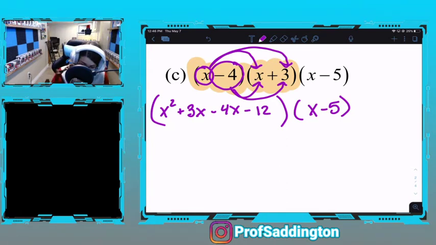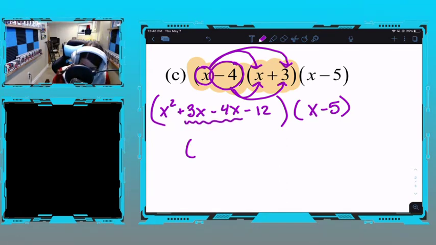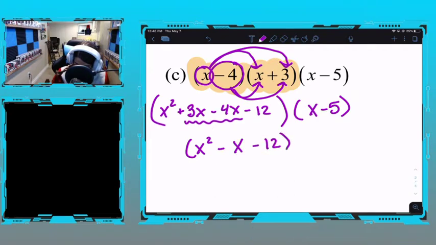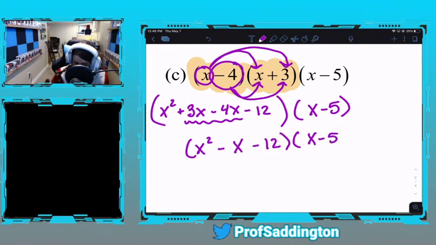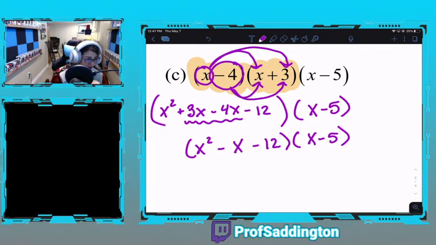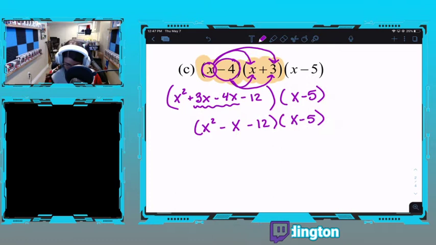Now I'm just going to clean up my like terms. So I'm going to have x squared minus x minus 12 times x minus 5. Now from here we're not done. We need to multiply that trinomial by the binomial. Now anytime I have a trinomial, I would really recommend do the box method so it doesn't get hairy. If you try and do the super distributing, it's just like, well, it's a mess, okay?